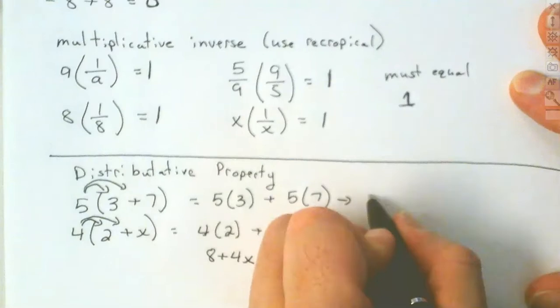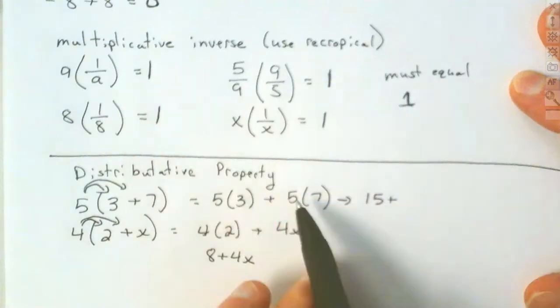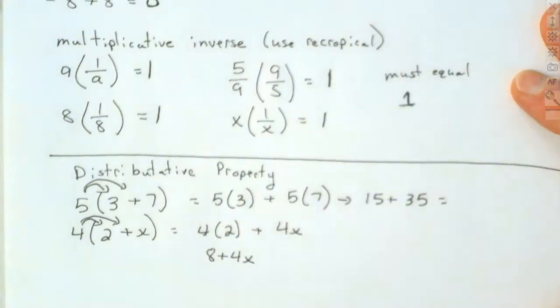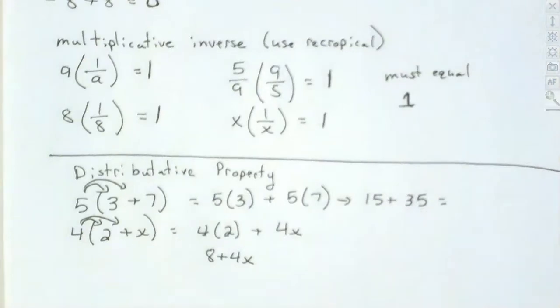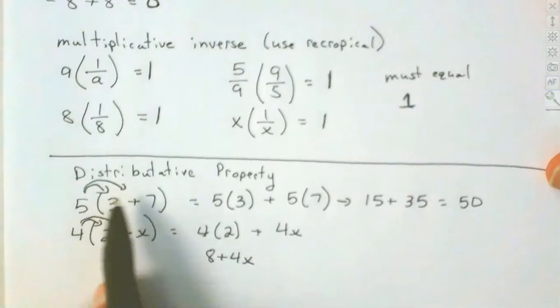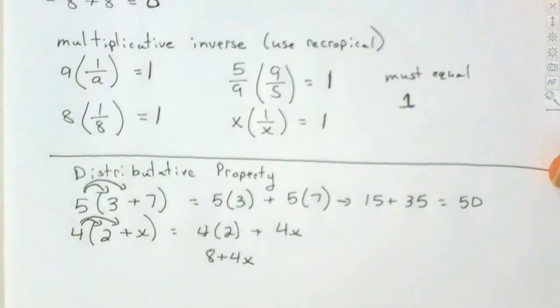What about this one up here? 5 times 3 is a 15. 5 times 7 is a 35, and then you could combine them together, and that would make that then a 50, wouldn't it? So that's the distributive property. Whenever you distribute or push through, that is using the distributive property.